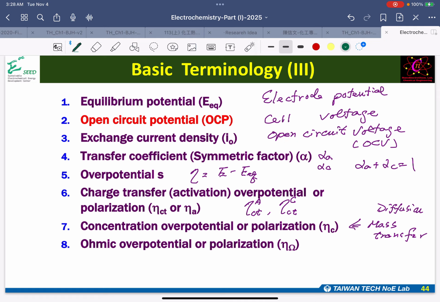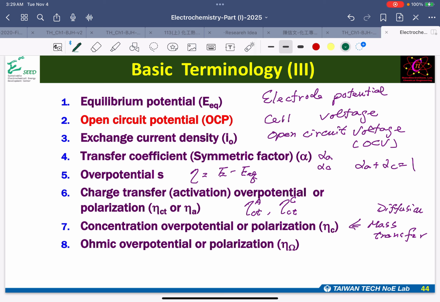Then the transfer coefficient. When you apply potential, this transfer coefficient or symmetry factor divides the energy into one alpha C fraction and one alpha A fraction, impacting the cathodic reaction and anodic reaction respectively. So that is very important. And overpotential is the potential apart from the equilibrium potential. It can be positive for oxidation, and negative for a reduction reaction.